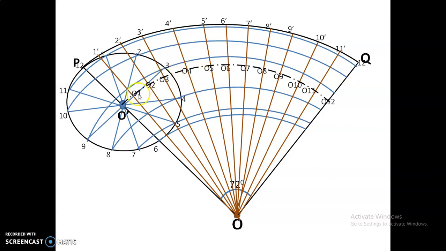Now with the help of a compass, the radius is the radius of the rolling circle, that is 20 mm. The center is O1. Cut the 11 1 circular arc at this particular position. Similarly, with O2 as center, cut the 10 2 circular arc. And with center O3 with the same radius, cut the 9 3 circular arc. With the remaining centers, cut the arcs like this. You will get P1, P2, P3, P4, P5 and so on up to P12.